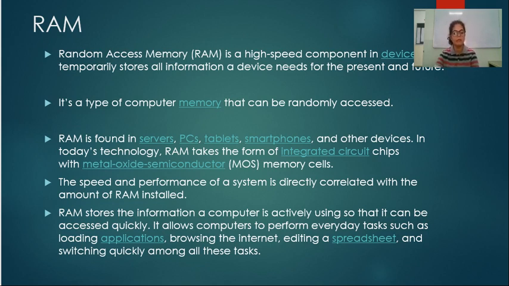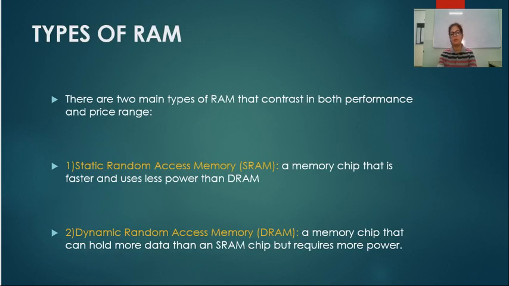Next is categories of RAM, or types of RAM. Basically we have two main types of RAM that contrast in both performance and price range. These two forms are static RAM and dynamic RAM, SRAM and DRAM. So let's talk about static RAM. A memory chip that is faster and uses less power than dynamic RAM. The main advantage of this is that it is very fast and uses very little power. So this is a very power efficient technique.